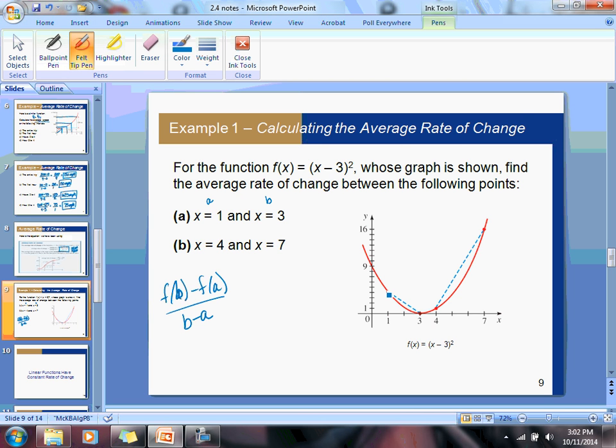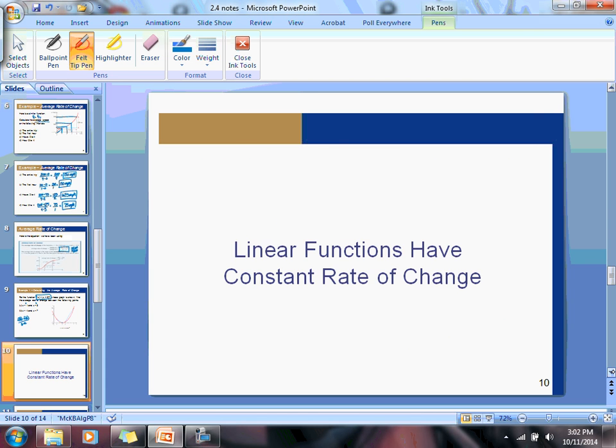So we can use those values, or we could substitute the actual x's into this function that they gave us if we wanted to. So you can read the information off of the graph, or you can use the formula if you're given the formula or the function.